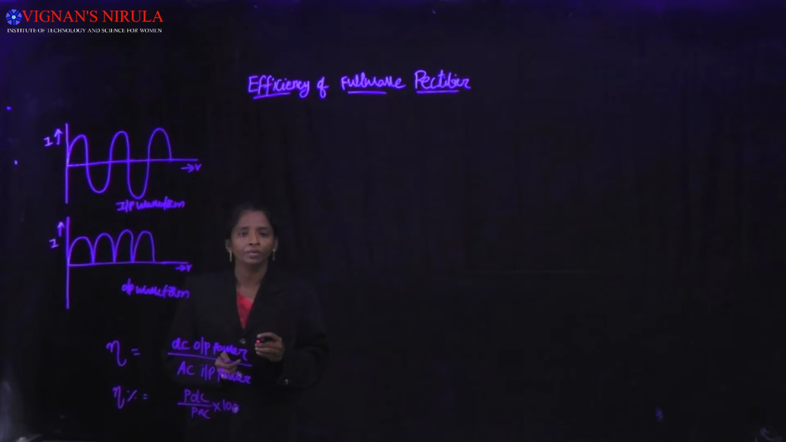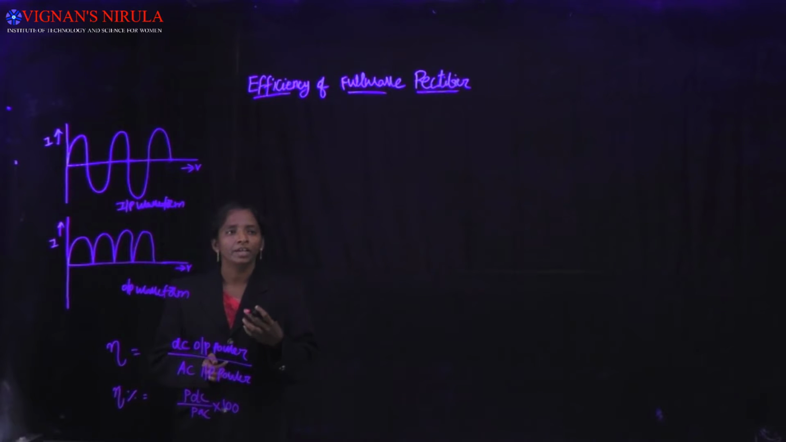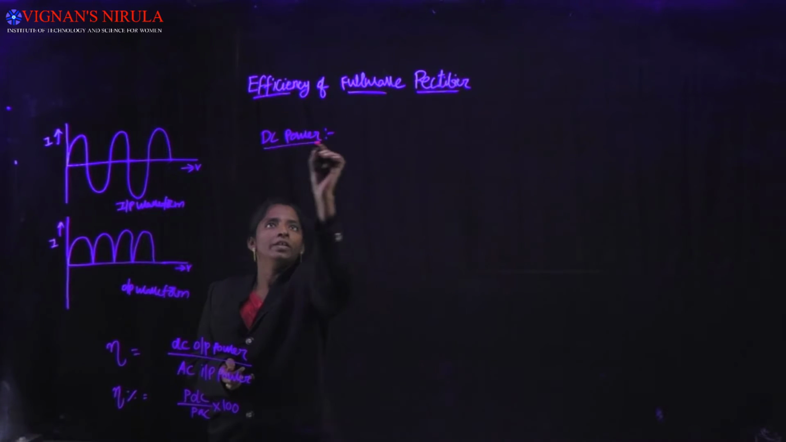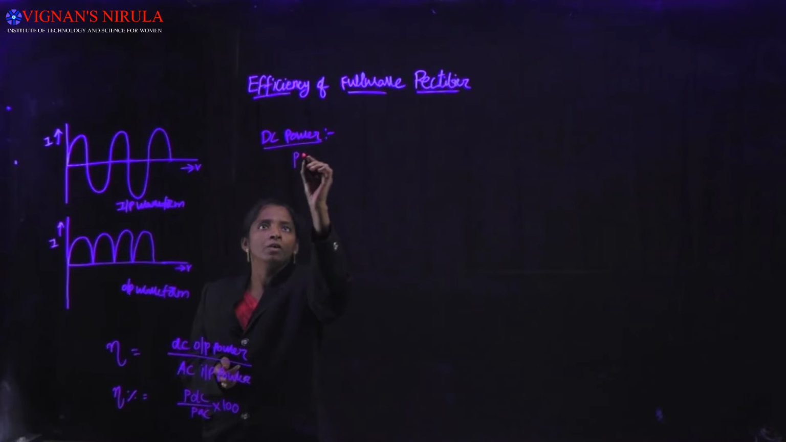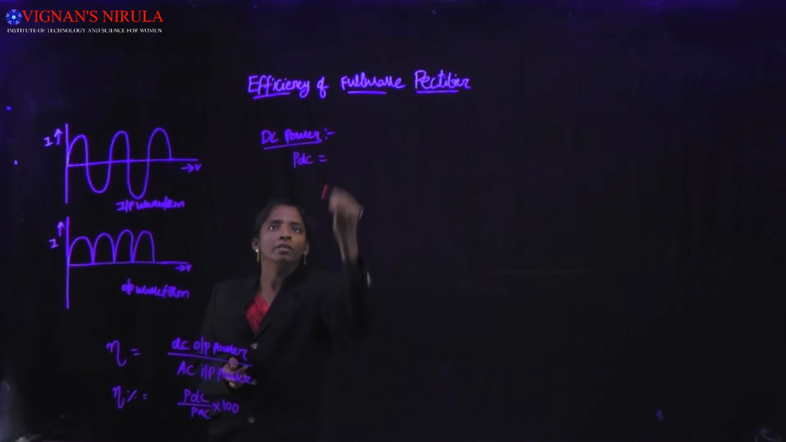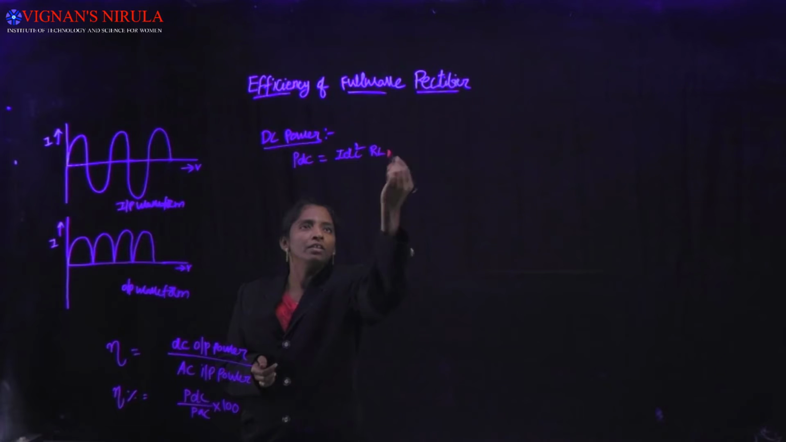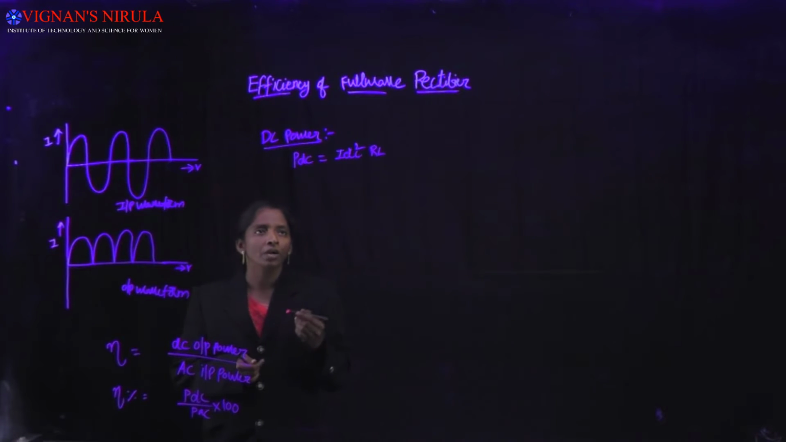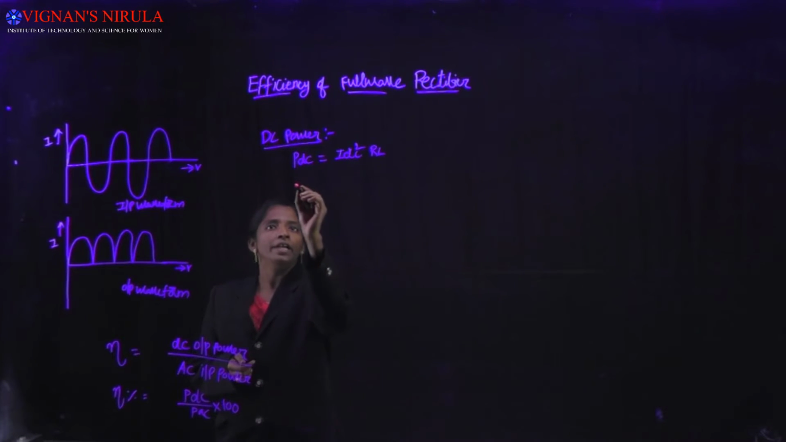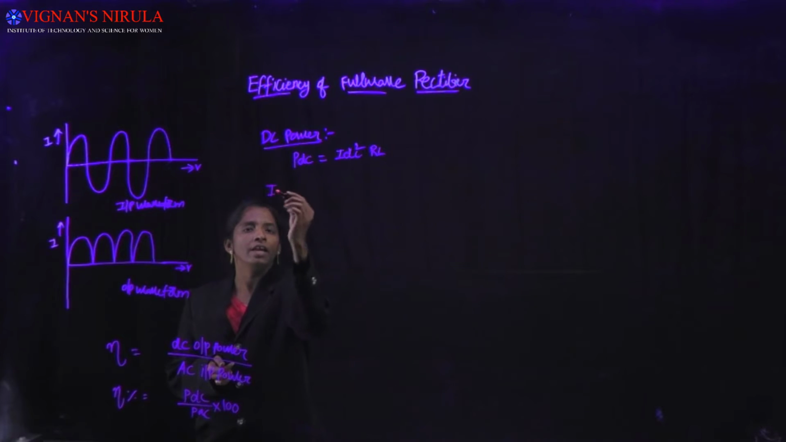Now we are going to calculate the efficiency of full wave rectifier. To calculate the efficiency of full wave rectifier, we first have to calculate the DC power, represented with PDC. We know the formula for power, that is IDC square into RL. So now we are going to calculate the IDC. IDC is also known as I average.